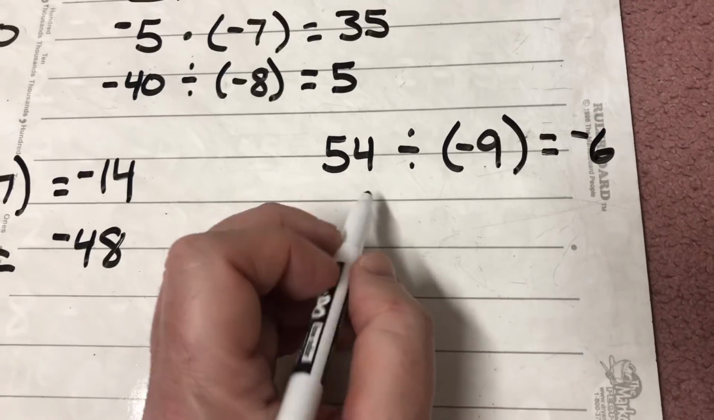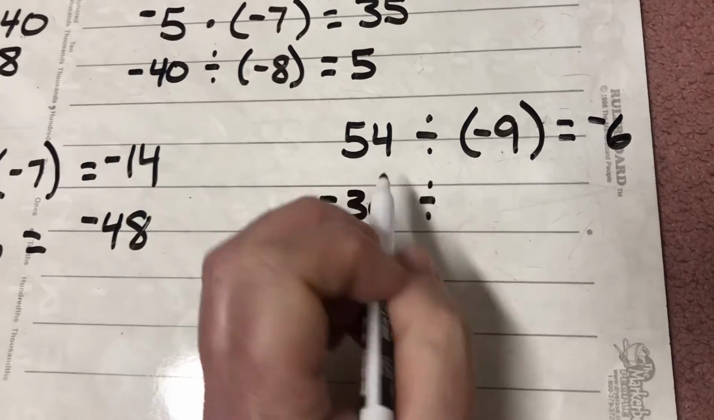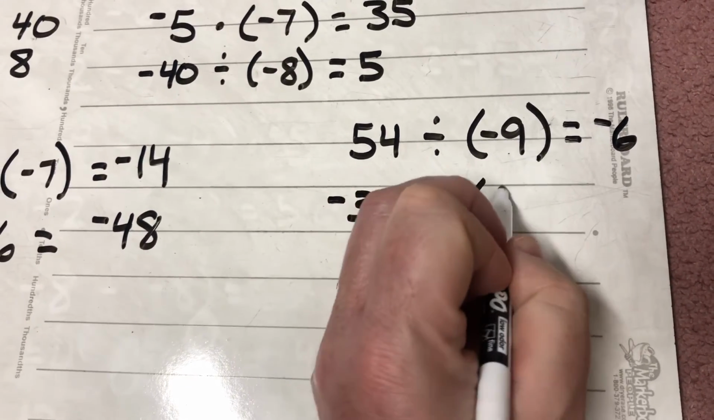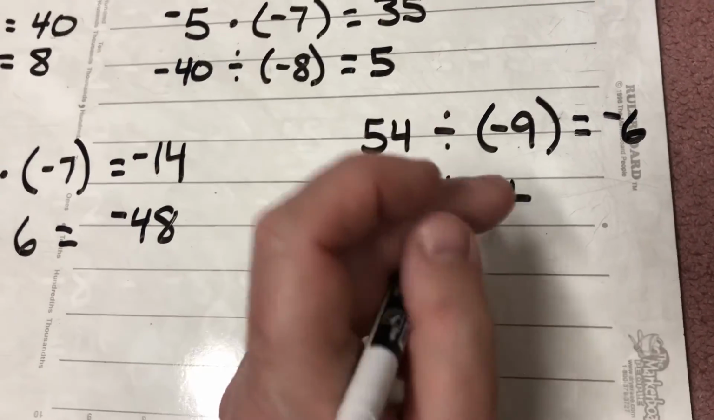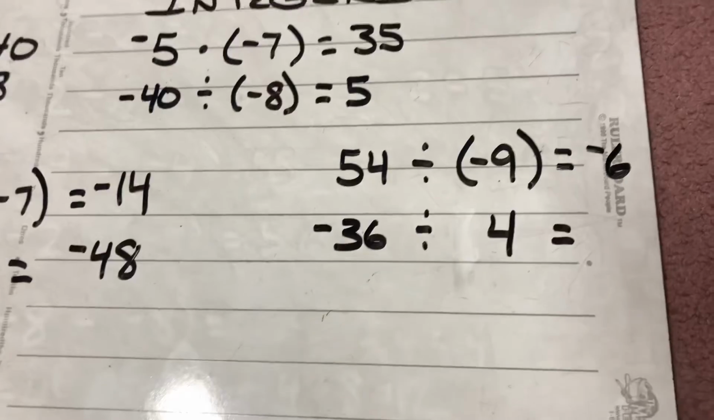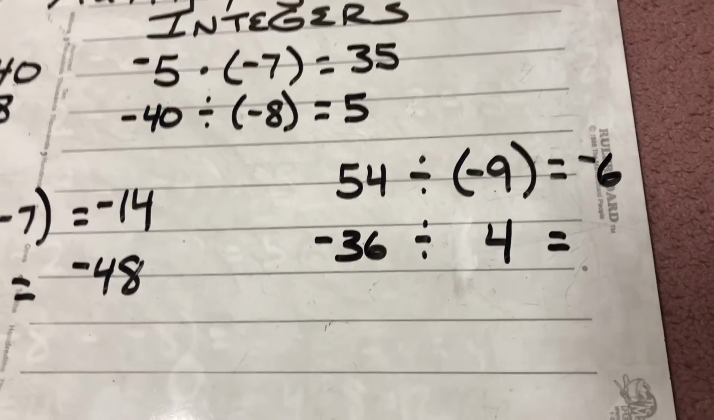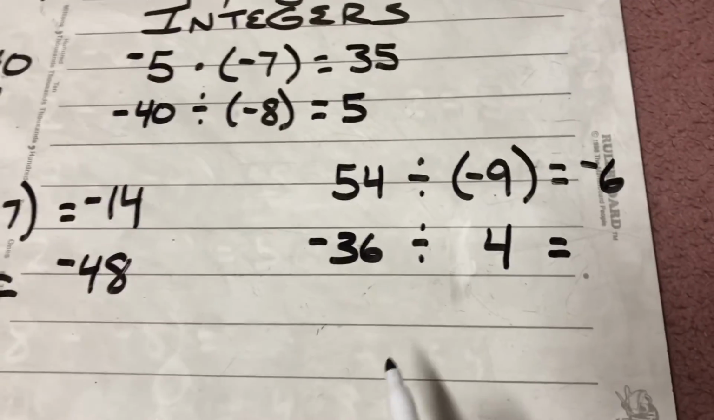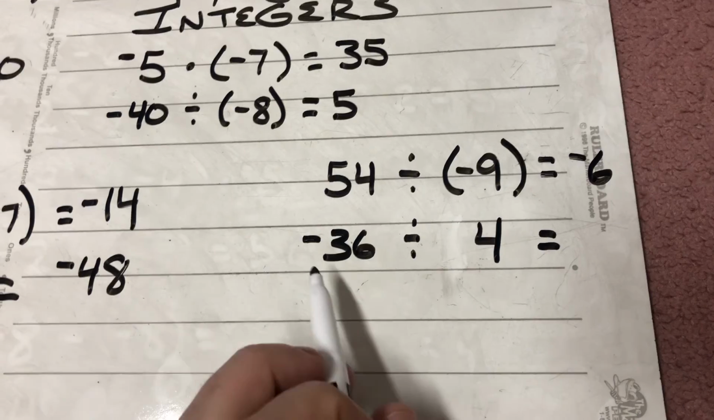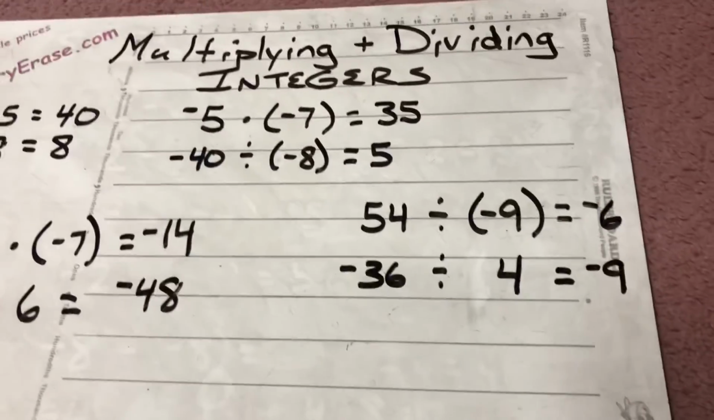It doesn't matter as well if the first number is negative. Negative 36 divided by, I don't need to separate it here because that's going to be a positive number, sorry, divided by 4. That's just a positive 4. First number is negative, second number is positive. I just think 36 divided by 4. Well, I know that 36 divided by 4 is 9. But since one's a negative and one's a positive, my answer has to be a negative 9.